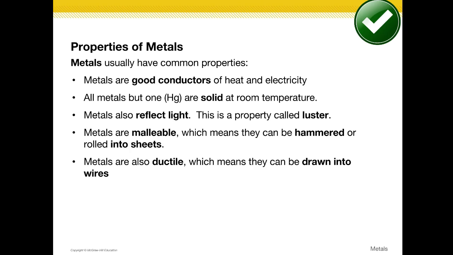We're going to start with metals, and here you can see the properties of metals. Things you need to know: they are good conductors. All except one, which is mercury, are solids at room temperature. They are reflective and shiny. That property is called luster. They are malleable. The word malleable literally comes from the word hammer, so that means you can hammer them into thin sheets. And ductile means they can be drawn into wires.